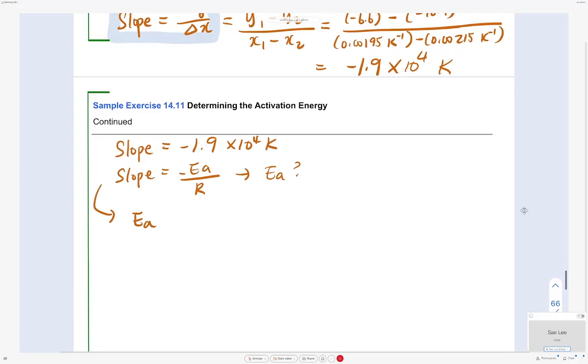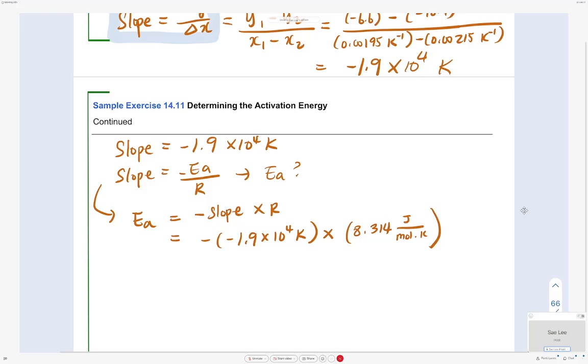Okay, so let's solve for activation energy. It's going to be the negative of the slope multiplied by R. So, negative of negative 1.9 times 10 to the 4 Kelvin multiplied by the gas constant. The gas constant will always be provided, or if you have to memorize it, I will put it into the list that you need to memorize before the exam. Okay, so 8.314 joule per mole Kelvin.